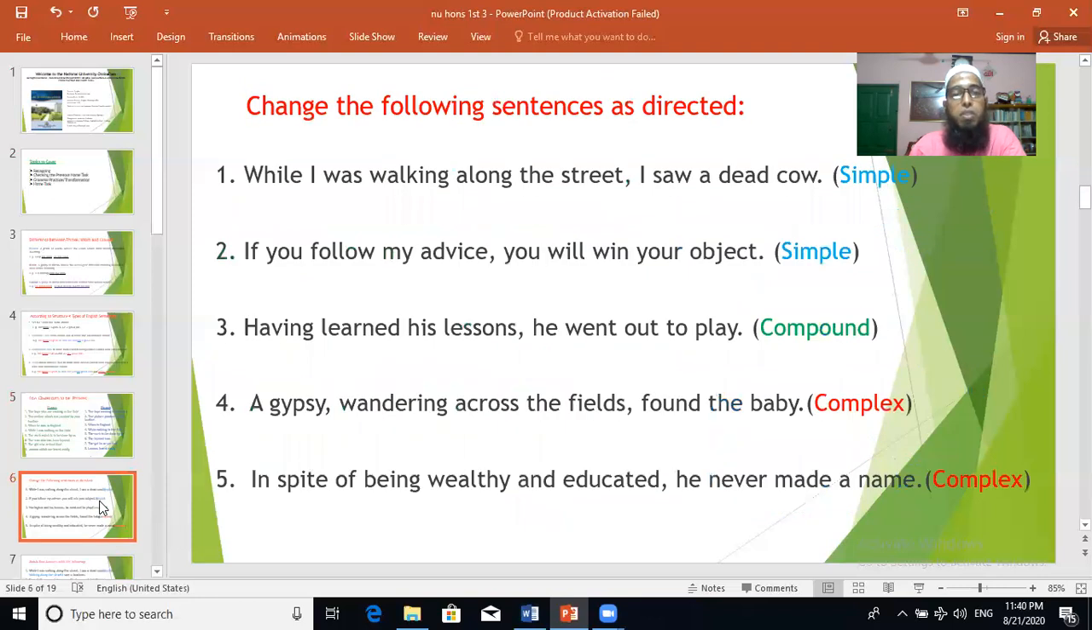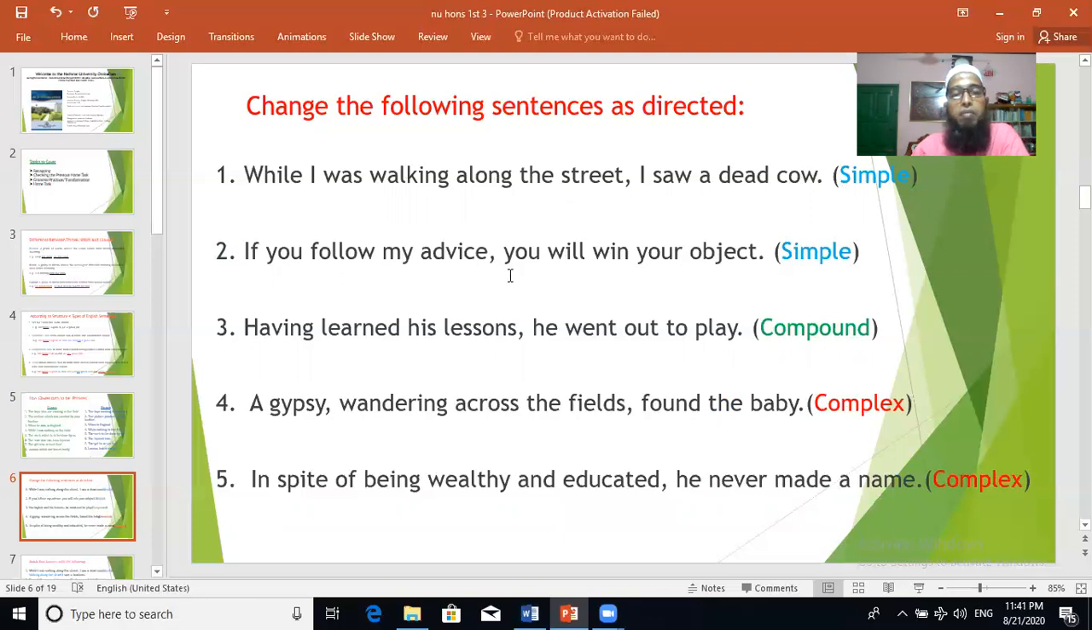Now try to change these sentences as directed. While I was walking along the street, I saw a dead cow. So to make it simple, what do we have to do? The main clause will be unchanged. We have to make the subordinate clause a phrase: while I was walking along the street. Just now we have seen how to make this clause a phrase. While I was walking along the street, it should be what? Try to write your answer quickly.